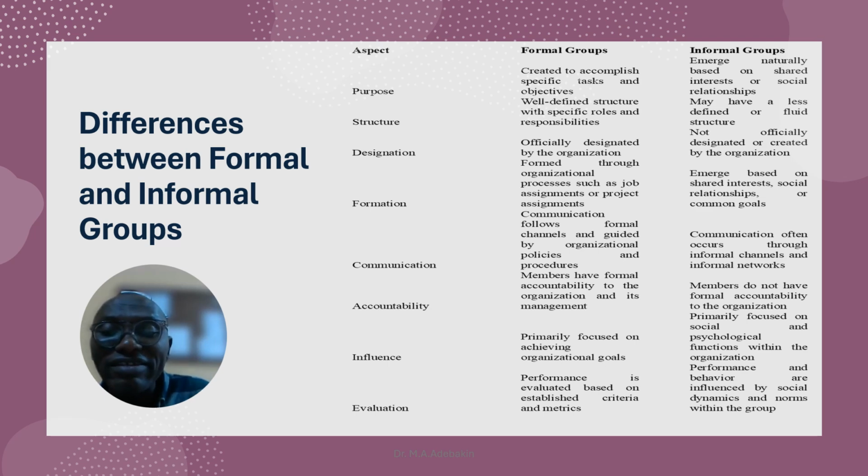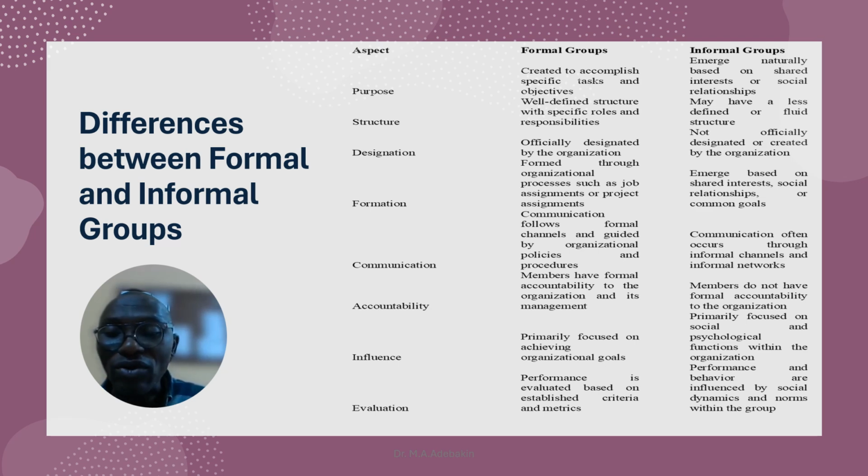In terms of designation, formal groups are officially designated by the organization. And of course, they are formed through organizational processes such as job assignments or project assignment and so on. Unlike the informal group that are not officially designated or created by the organization. In terms of formation, of course, formal groups have defined formation structure, unlike what you have in the informal group.